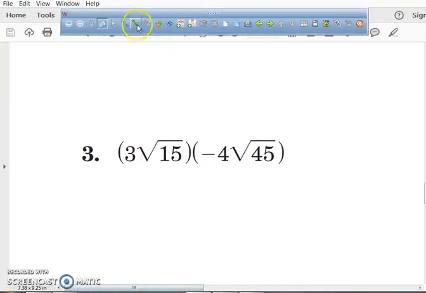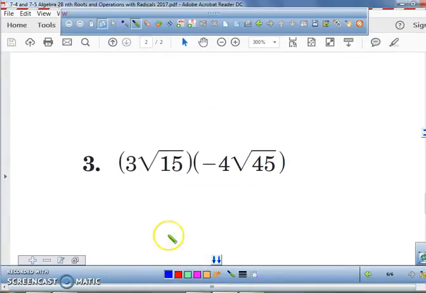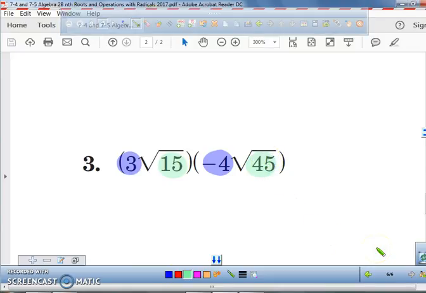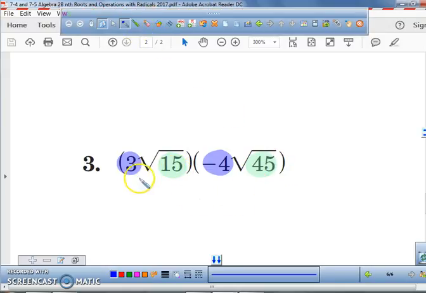All right, looking at problem number 3. Here we go. I'm going to highlight some things on problem 3. I'm going to highlight this 3 and this -4 in one color. I'm going to highlight the 15 and the 45 in another color. Whenever you're multiplying with radicals, the numbers that are on the outside of the radical get multiplied together. The numbers on the inside of the radical get multiplied together. So that's why I highlighted these in blue and these in green. So right now, what can we multiply together? The 3 and the -4. What does that get us?